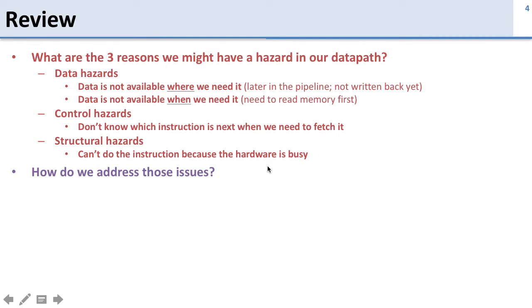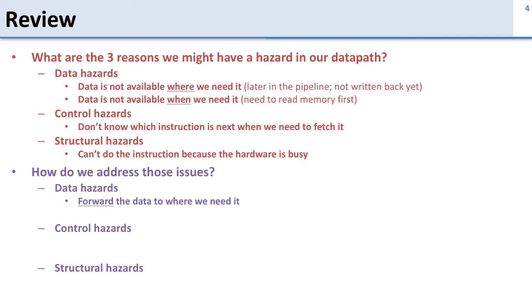So how do we address these issues? Well, for data hazards, we forward the data. So we go find the data somewhere else in the pipeline and we forward it. Or we stall if the data is not ready. So remember, we have examples where we have to insert no-ops or bubbles into our pipeline to slow things down and wait for it to be ready.